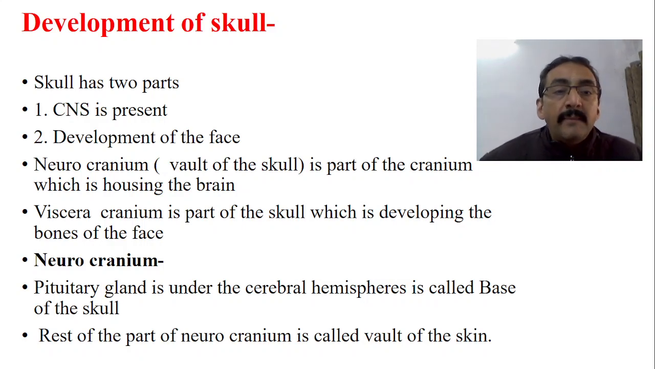The neurocranium, that is the vault of the skull, is the part of the cranium which houses the brain. The viscerocranium is the part of the skull which develops the bones of the face. Okay, now look at the neurocranium. The part under the cerebral hemisphere, where the pituitary gland is present, is called the base of the skull. The rest of the neurocranium is called the vault of the skull.